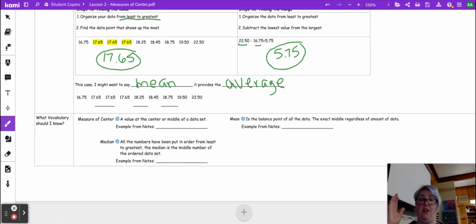There are 3 vocabulary words down here that are really important: measure of center, median, and mean. Remember to fill in an example from the notes, and I am Miss Armgart saying happy solving.